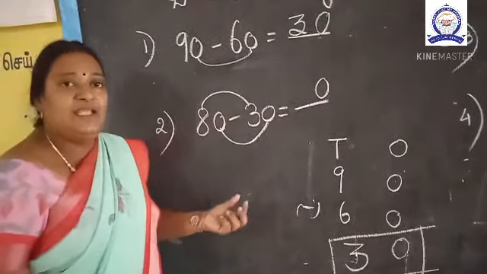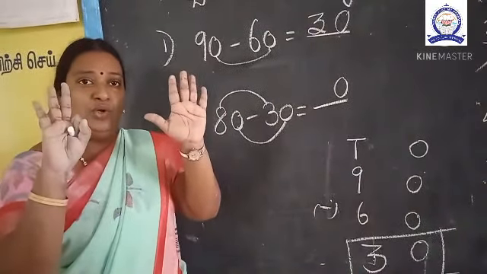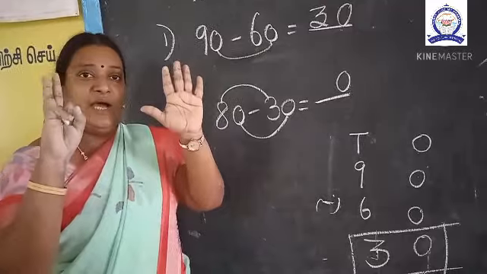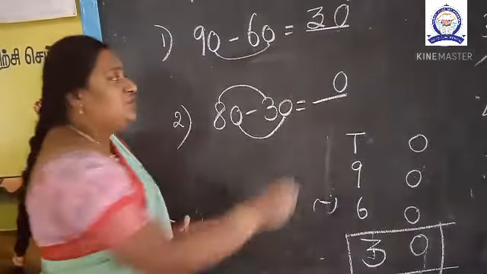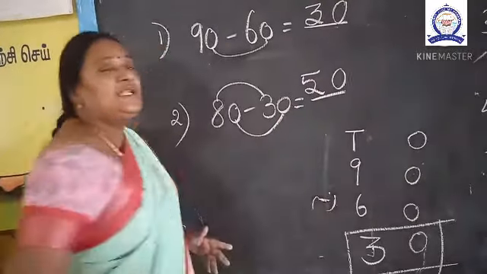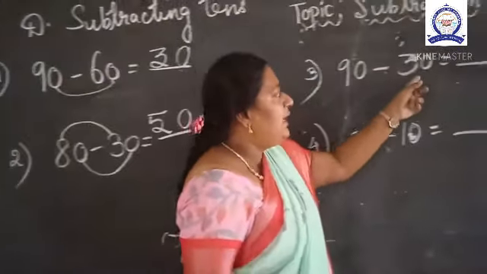8 minus 3, in finger method itself. This is 8 fingers, you all know. Minus 3. 1 2 3. How many fingers left? 5. So your answer is 5. Total answer is 50. Similarly, third question, 90 minus 30.